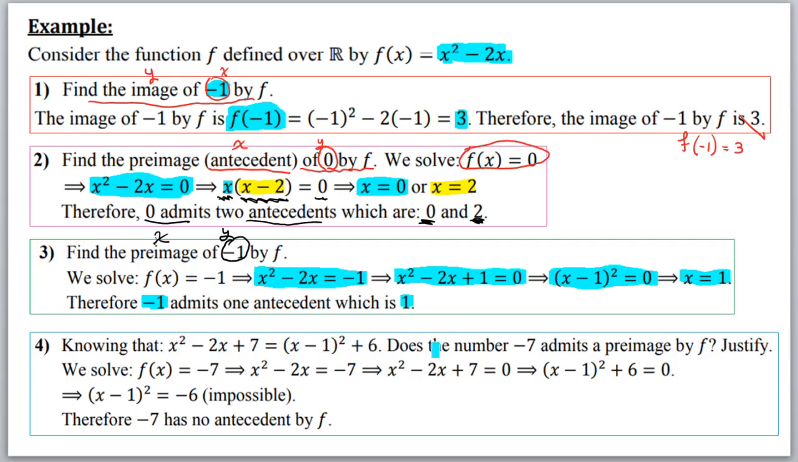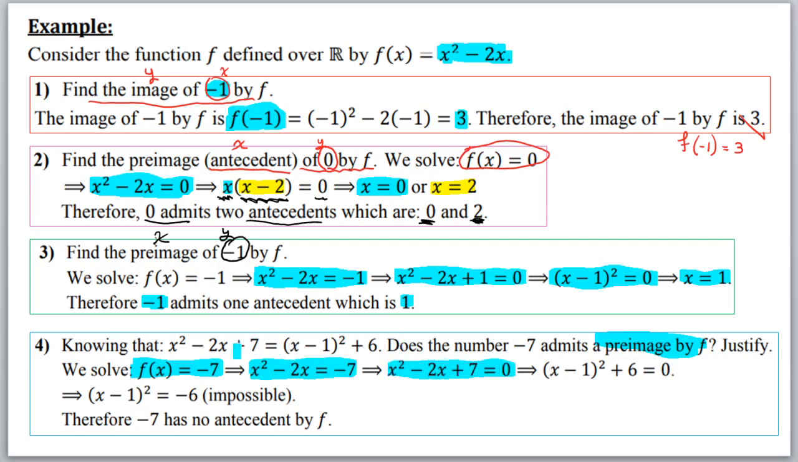Okay, he is telling me: does the number minus 7 admit a preimage by f? To see if this number admits a preimage or not, I need to solve f of x equal minus 7. First I write f of x equal minus 7, meaning x squared minus 2x equal minus 7, step by step. It means that x squared minus 2x plus 7 equal to 0.